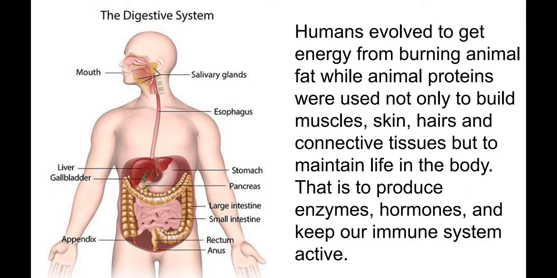I should mention that it is, again, my opinion, but it is also supported by much research, that humans evolved to get energy from burning animal fat inside the digestive system. Burning animal fat is a source of energy, while animal proteins were used not only to build muscles, skin, hair, and connective tissues, but also to maintain life in the body. That is, to produce enzymes, hormones, and keep our immune system active. Here we have again a picture of the digestive system and names of the organs.